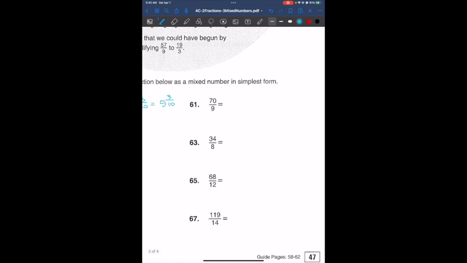For 61, a multiple of 9 that is closest to but still less than 70 is going to be 63. So we're going to do 63 over 9 plus 7 over 9. And so that can be written as 7 plus 7 over 9. So that's going to be 7 7/9.